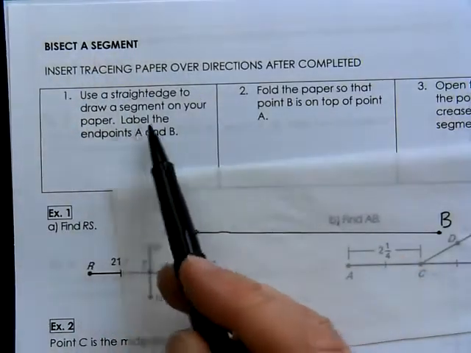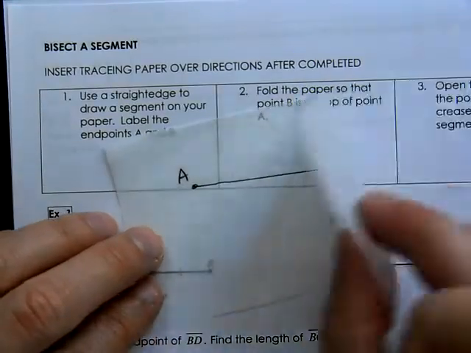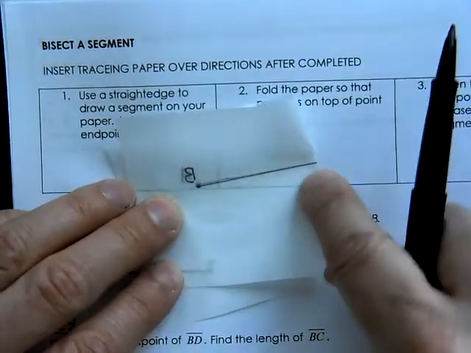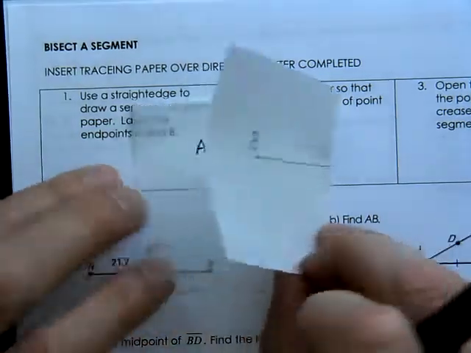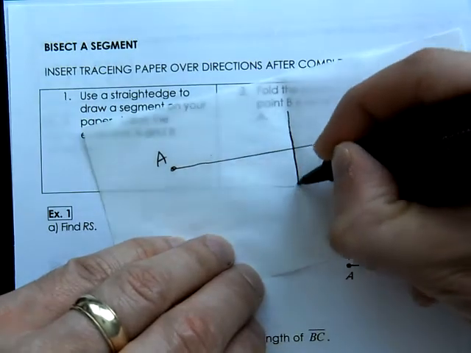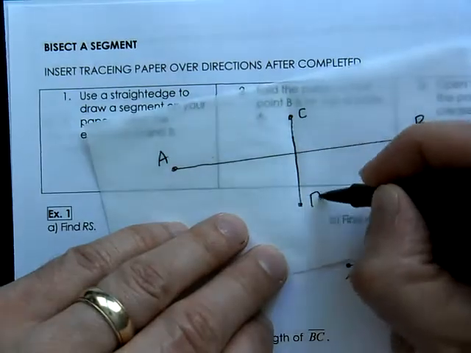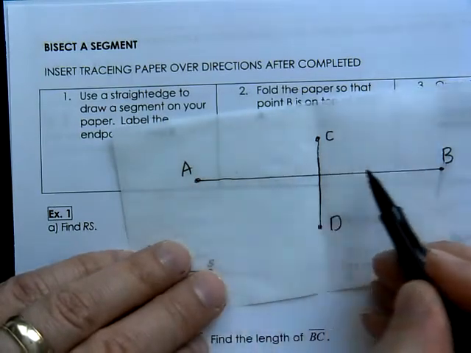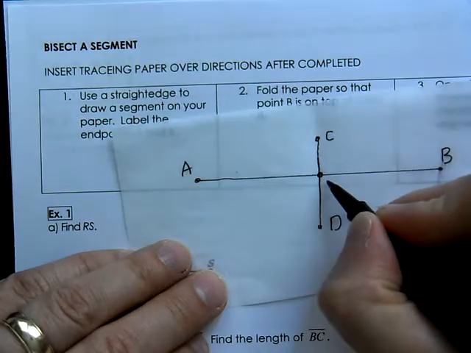We created a segment with endpoints A and B, so now we're going to fold that paper so one of those endpoints is on top of the other. And when we do that fold, what you now have are the two halves. One is layered on top of the other, and where the crease occurs, that crease is the segment bisector. So I'll create it as another segment. I'll call that segment CD. So that crease is the segment bisector. It is bisecting the original segment AB, and where they touch, that's the midpoint.